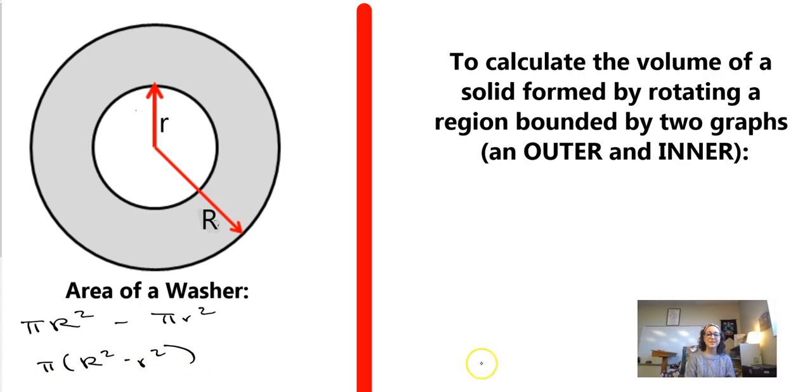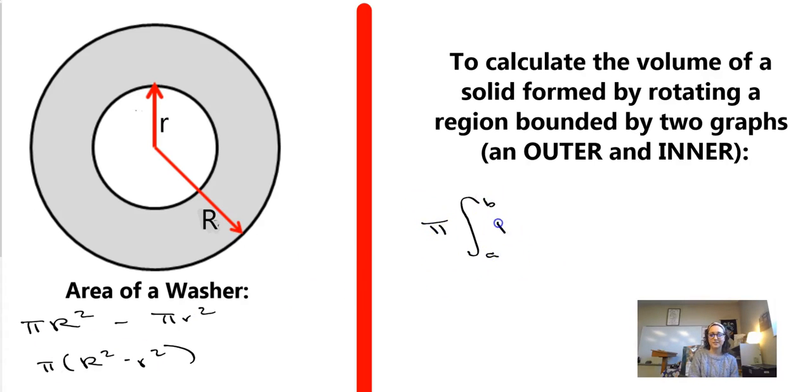Okay, so when we want to calculate the volume of a solid formed by rotating a region bounded by two graphs, so an outer and an inner function, then I'm just going to take an infinite sum, so an integral, from a to b of all these washers.